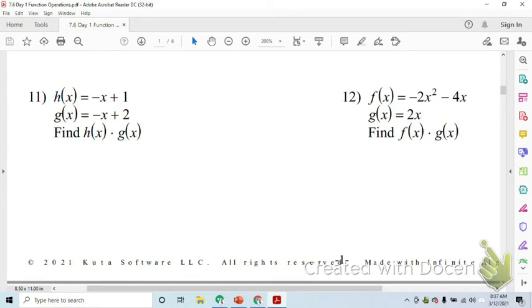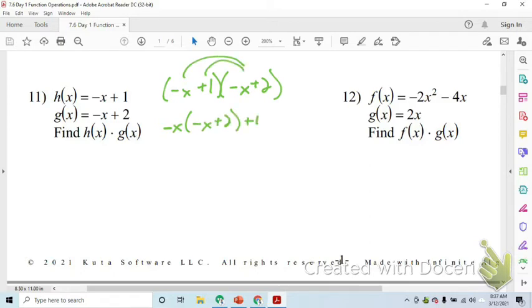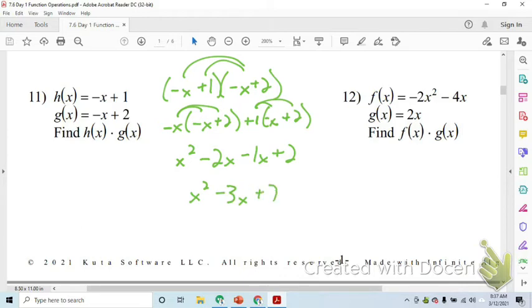Wrapping up the front page here, or the first page I should say, first side, we're taking h and multiplying it by g, so we have negative x plus 1, and we're multiplying that by negative x plus 2. So here we go. Negative x times all this, negative x plus 2. And then I have plus 1 times the same thing, negative x plus 2. So this will be positive x squared minus 2x, then minus 1x plus 2. So it's x squared minus 3x plus 2, and that's going to be your final answer for number 11.